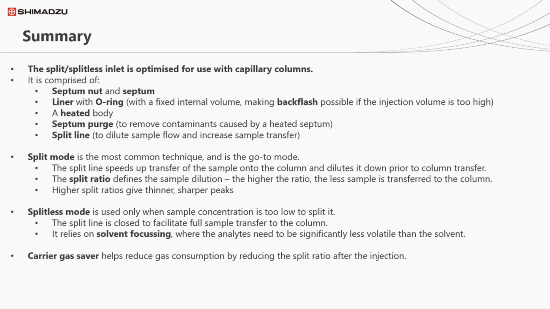Splitless mode is used only when sample concentration is too low to allow a split. The split line is closed to facilitate full sample transfer onto the column. It relies on solvent focusing to give a thin band of sample. And finally, carrier gas saver helps reduce gas consumption by reducing the split ratio when not required.